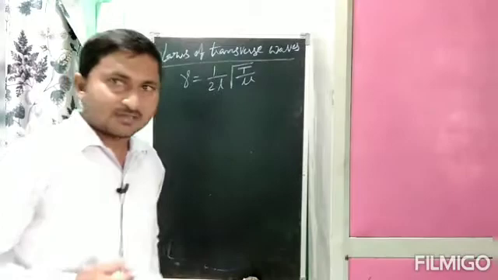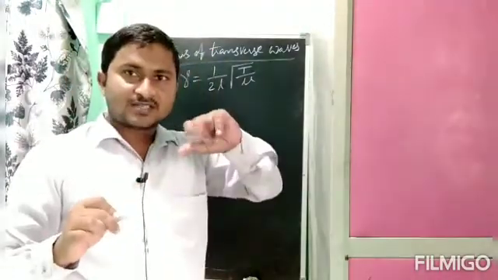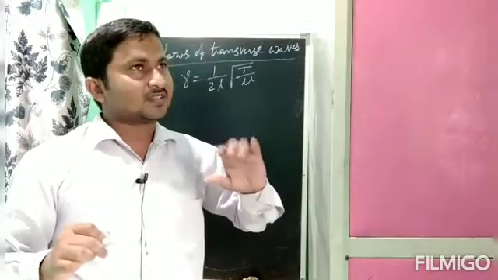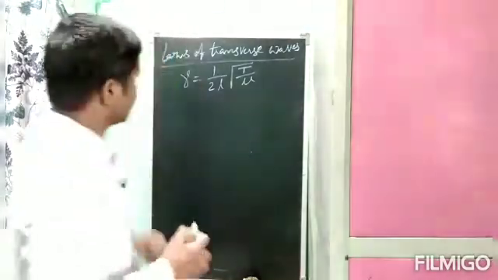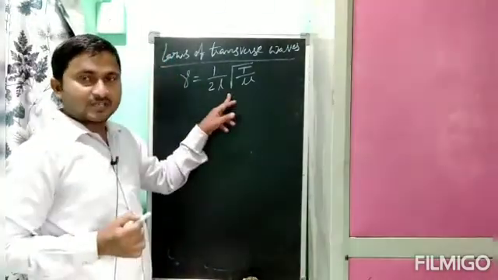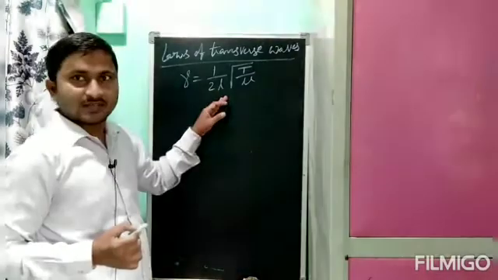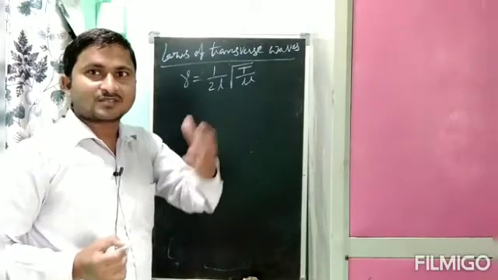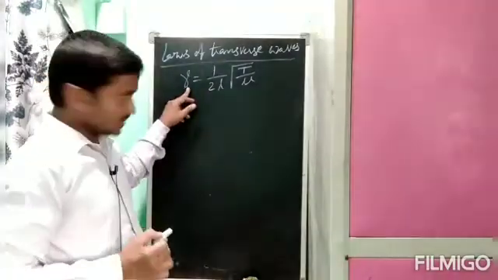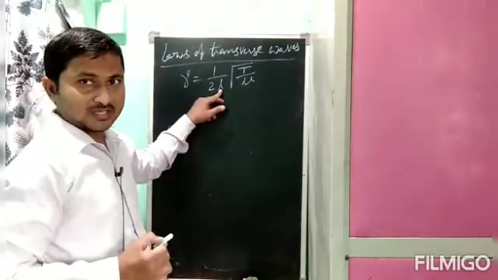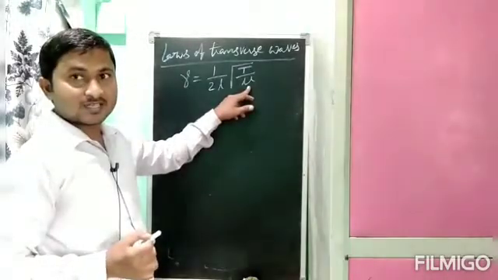For example, if you take a veena having a string, whenever the string is plucked, it will vibrate with the first harmonic frequency, in the fundamental mode. From this first harmonic frequency we can deduce the laws of transverse waves. Here nu is the fundamental frequency, L is the vibrating length of the string, T is the tension in the string, and mu is the linear density of the string.